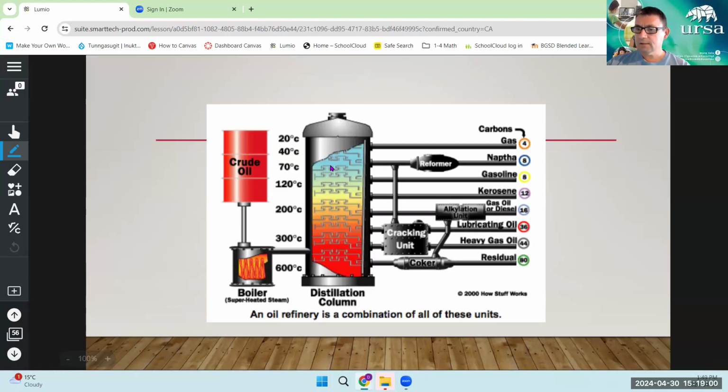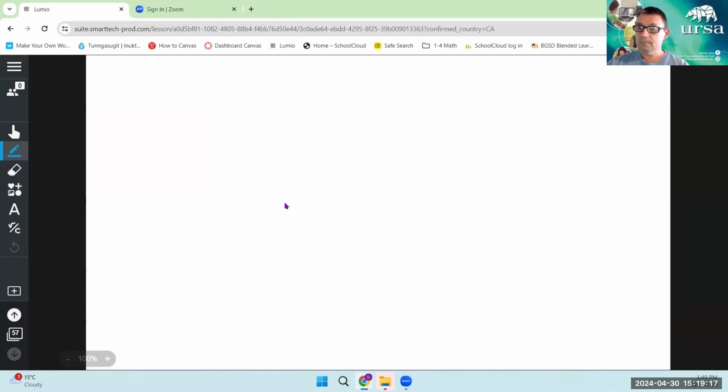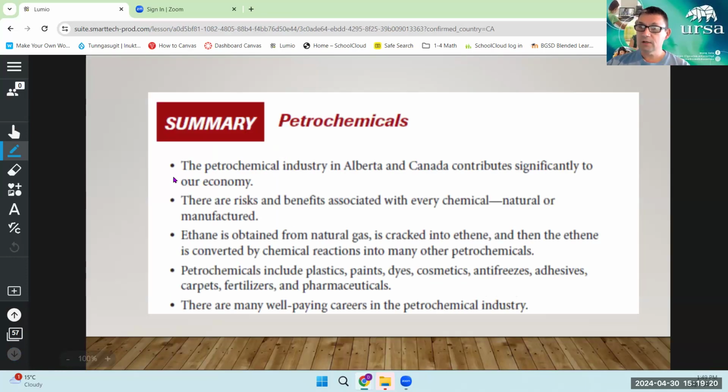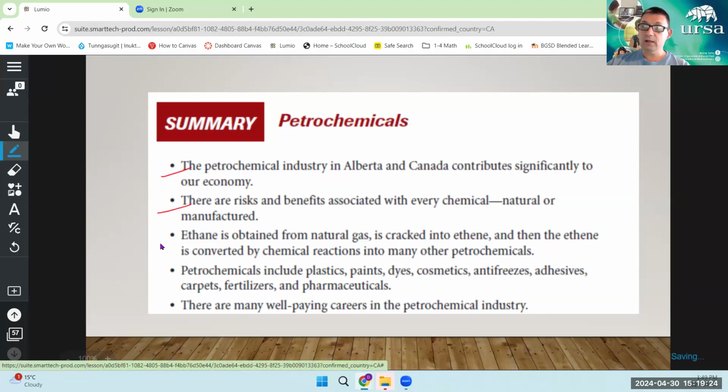So, in essence, an oil refinery is a combination of the distillation column, the boilers, the crude oil going in, and there's a fractional distillation process. It also involves a reformer. It involves a cracking unit and alkylation units to get the more valuable products. In essence, from petrochemicals, we know it's very significant. Yes, there are risks and benefits, and we can get all kinds of products, with ethane, for example, cracked into ethene, and then converted to other products. Plastics, paints, and the list goes on.